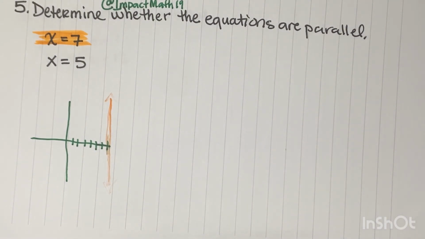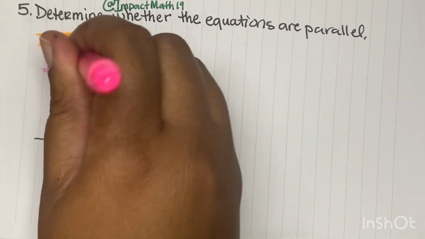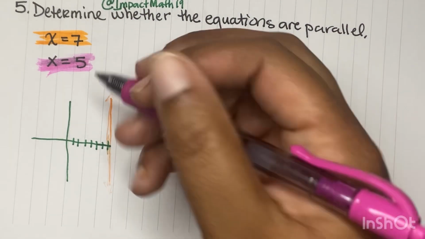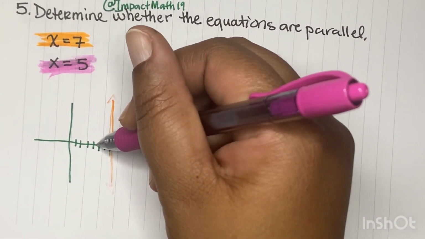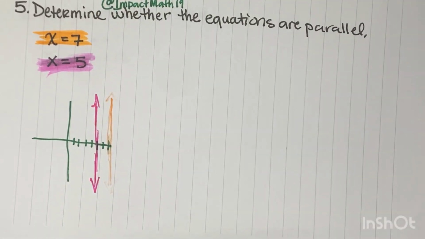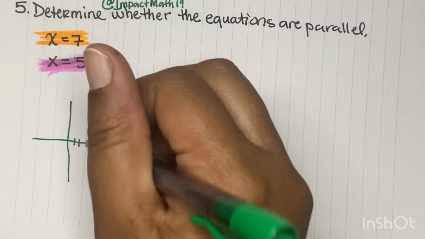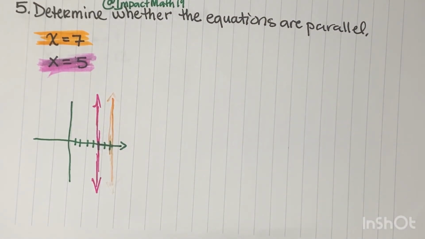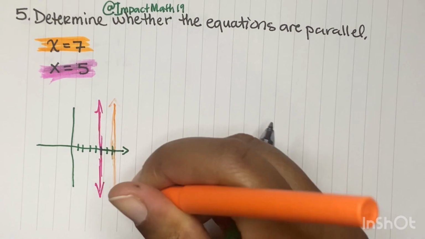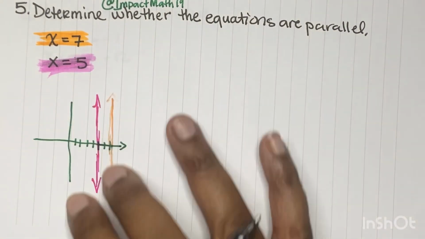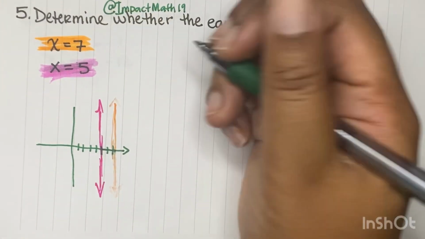Now, if we're going to graph, let's do pink, x equals 5, we would graph it crossing the x-axis at 5. 1, 2, 3, 4, 5. So it would be like this, going up and down. Okay. So since these are parallel, right? Since these are parallel, they'll never intersect because they're both going up and down. They have the same slope.